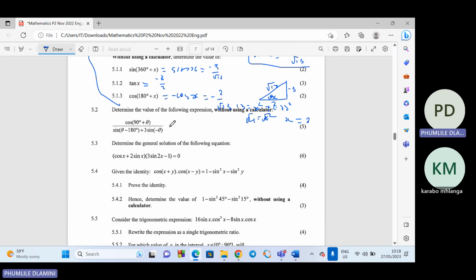Now we go to this one. Determine the value of the following expression without the use of a calculator. Here we don't need a calculator. We are just doing what we know. So what is cos of 90 plus theta? I already showed you. If you can memorize them, you remember cos of 90 plus theta changes to sine, right? But when it's positive here, cos of 90 plus theta becomes negative sine theta, ne? If you can't, you can even prove it on paper. It was sine theta that time when we did it.